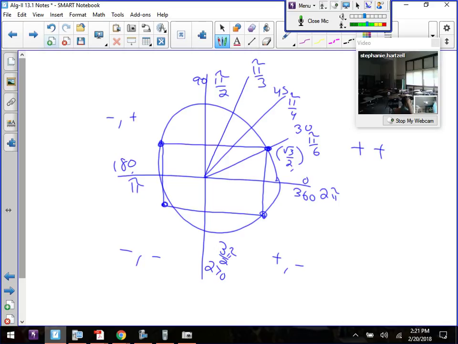Now, if I'm over here at 180 degrees and I go up 30 degrees from it, that means I'm 30 degrees less than 180. That would be how much? 150. What's the cosine of 150? Type in your calculator. You get negative root 3 over 2.